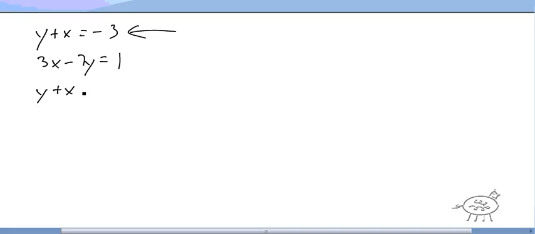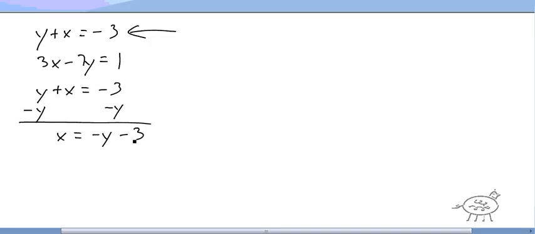So I'm going to rewrite this. y plus x equals negative 3. I'm going to subtract y from both sides, and I'm going to get x equals negative y minus 3. And again, I know most of you are used to solving for y first. Sometimes you'll have to solve for x. And the equation could be a and b. It might not be x and y. So you don't even know what letters you're going to be using.